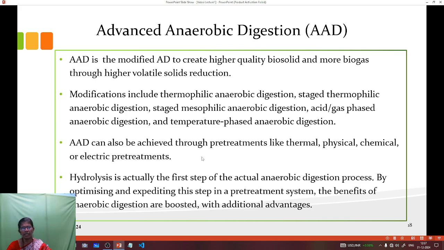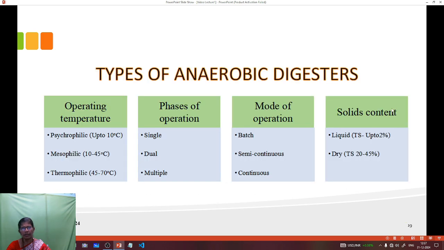By doing these pre-treatments we can improve anaerobic digestion, because the first step, the hydrolysis process, is time consuming. By optimizing this process, we can boost anaerobic digestion and get various advantages. The types of anaerobic digesters include, based on temperature, psychrophilic, mesophilic and thermophilic; based on phases of operation, single phase, dual phase and multiple phase; and based on mode of operation, batch, semi-continuous and continuous.